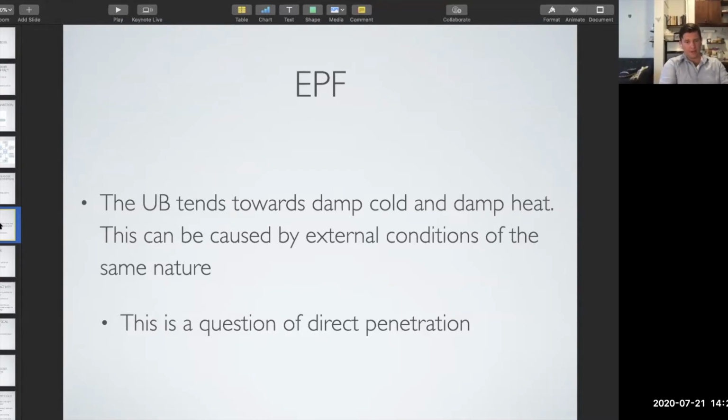External pathogenic factors. So the urinary bladder is both very deep in the body and at the outside of it, just like the large intestine, right? On the one hand, everything's processed all the way through the body by the time things get to the urinary bladder, but at the same time, it's an exit point. So when we're looking at external pathogenic factors, we're looking at them penetrating directly from the outside through the urethra or through the lower jiao.